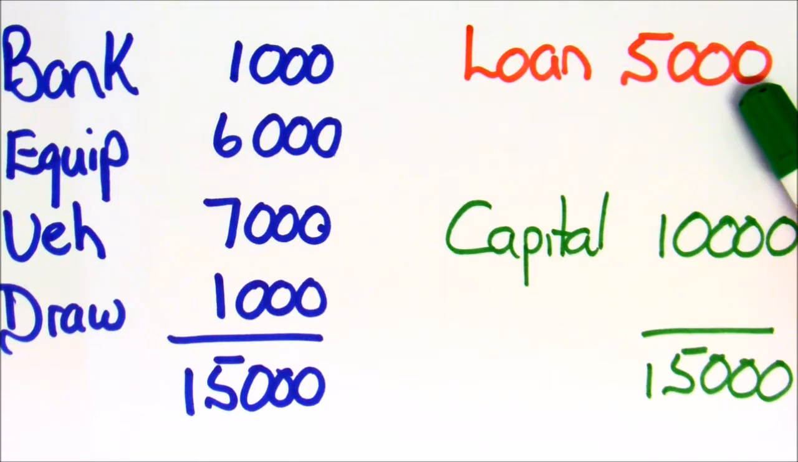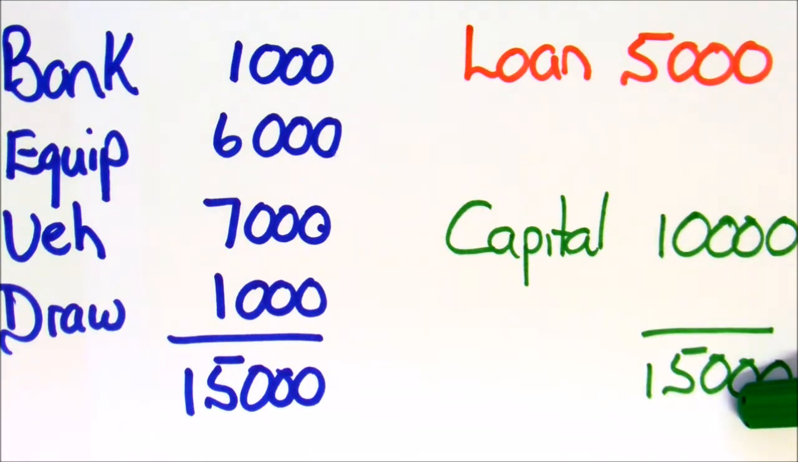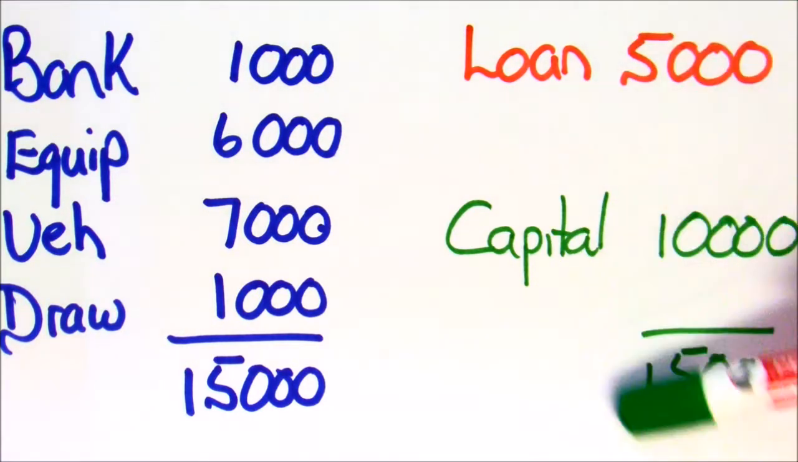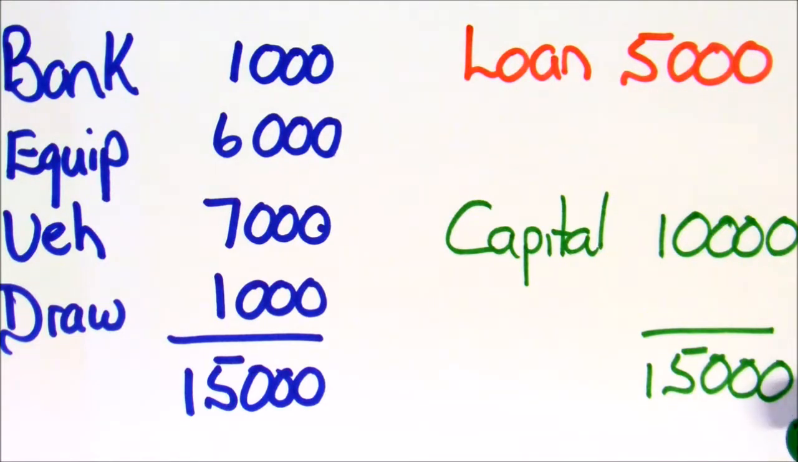We had a loan of 5,000, and we've got capital of 10,000, and that also adds up to 15,000. Now that's no great miracle. What we're saying is that we are accounting for what we're doing with the money. So you have had a total of 15,000 Rand. The owner put 10,000 in, and another 5,000 was borrowed.